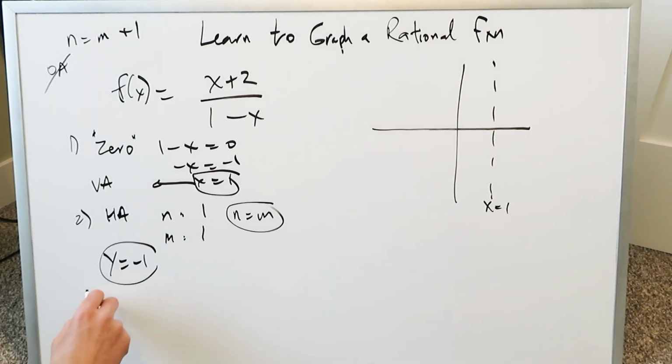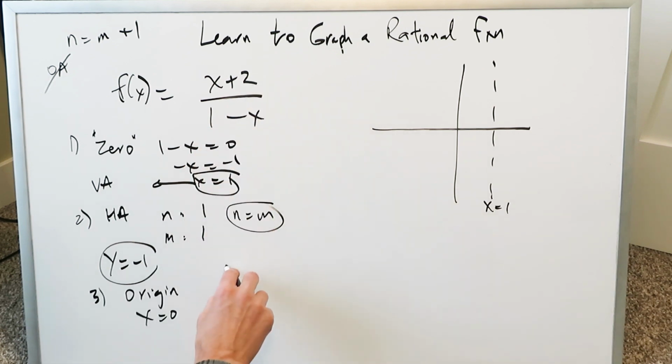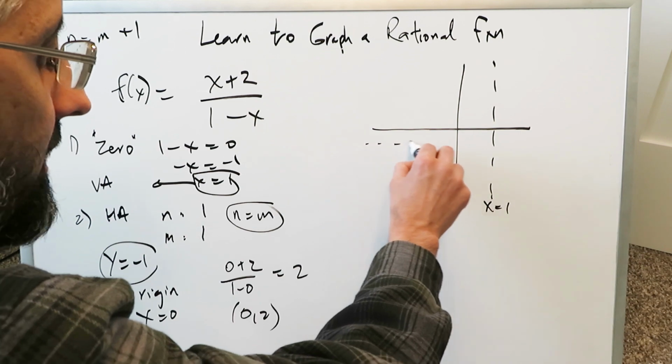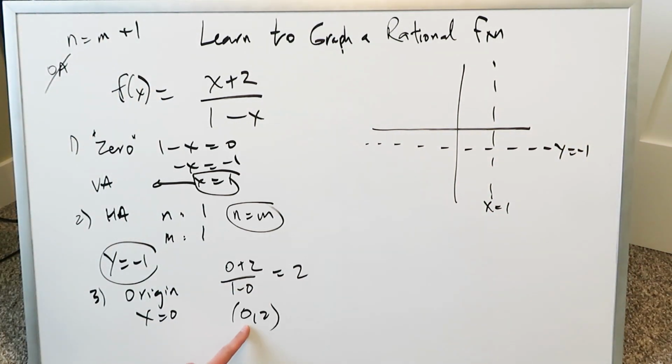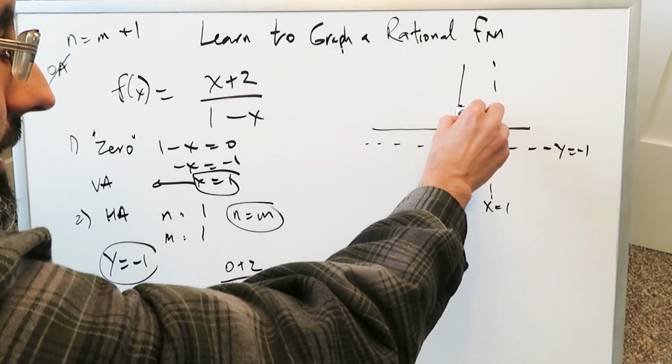Step number 3, see if the origin is involved or what happens at the value where x is equal to 0. You put 0 here in place of your x values. You'll have a 0 plus 2 over 1 minus 0. You'll have a 2 in terms of your output. So you know you have 0 comma 2 y-intercept. Y equals minus 1. I didn't mark that out, so let me mark that out. That was y equals minus 1, my horizontal asymptote. But I know based on this 0 comma 2 is a value which is involved right over here.